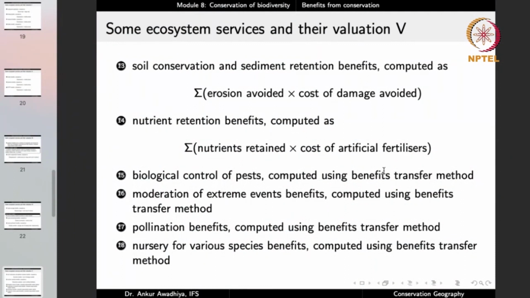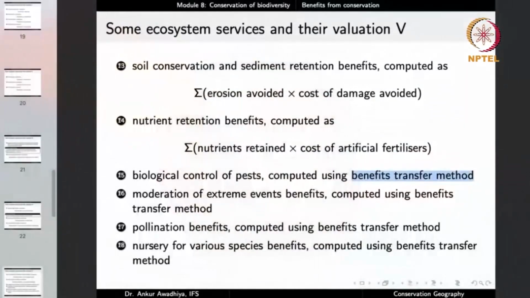Biological control of pests can be computed using the benefits transfer method, in which case we do an intensive study in one location and use the same values in other locations, or by computing the cost of the pesticides that would have to be sprayed, the cost of transporting those pesticides, and the cost of applying those pesticides, including the health costs, because whenever we release pesticides into the environment, they invariably make their way into the food chain and they reach us as well through our food.